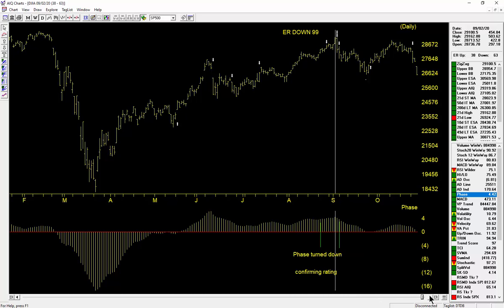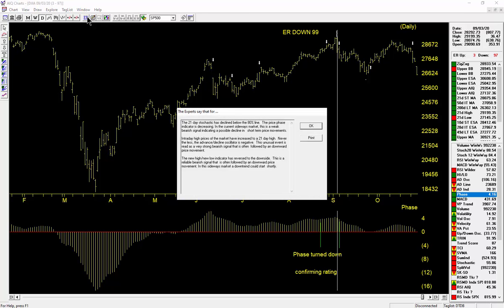Immediately after that, on September the 3rd, we had the second of these down ratings, so 397. So we're still under the influence of the first down rating. The second one just shores up the sentiment to the downside. You can see again, this one's a little different on the rules that fired to contribute to this high rating to the downside. The 21-day stochastic has declined below the 80% line, so that's gone from overbought heading down. The price phase indicator is decreasing in this current sideways market, which is what happened since the last signal. It's a weak bearish signal.